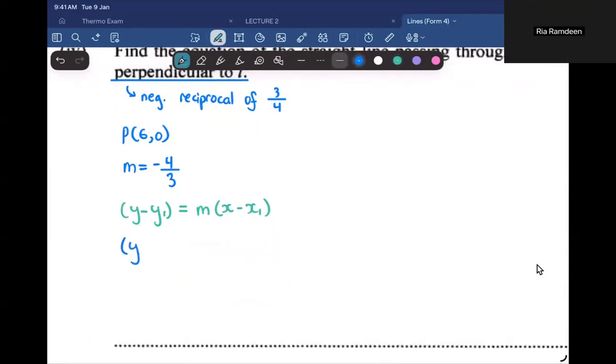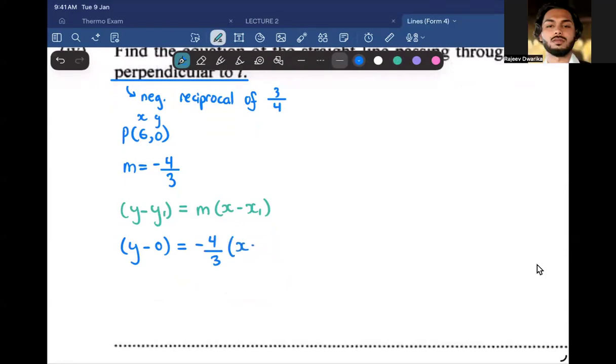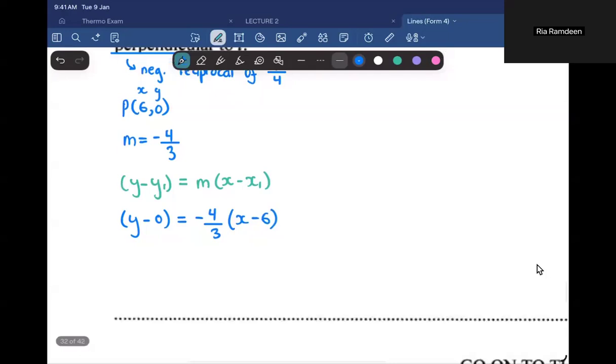y minus 0 equals minus 4 over 3, x minus 6. Yeah, x minus 6, right? Good job. All right. What is y minus 0? Y.